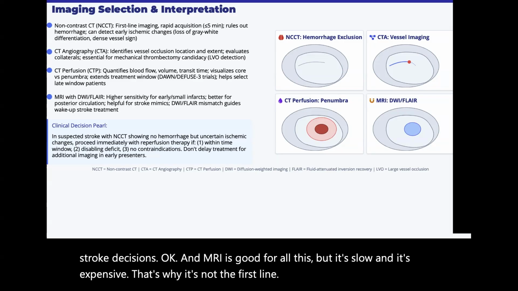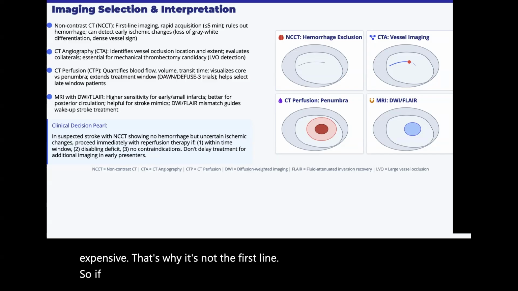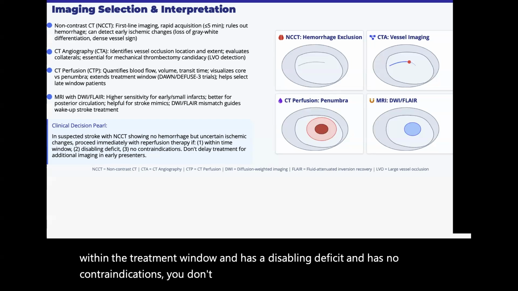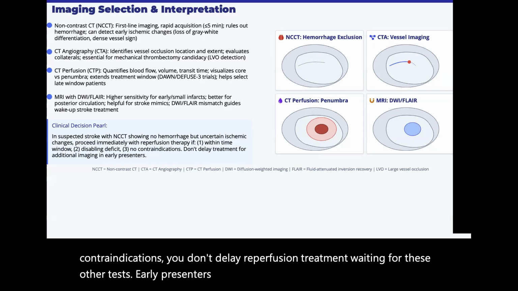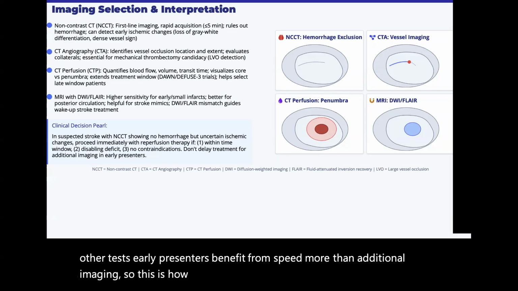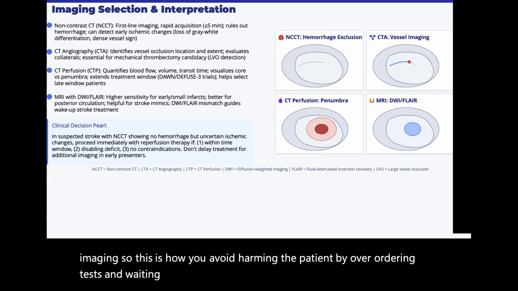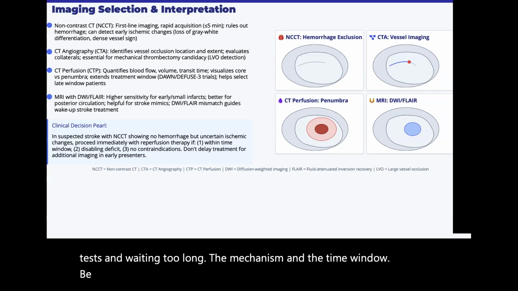So if the non-contrast head CT shows no hemorrhage and the patient is within the treatment window and has a disabling deficit and has no contraindications, you don't delay reperfusion treatment waiting for these other tests. Early presenters benefit from speed more than additional imaging. So this is how you avoid harming the patient by over-ordering tests and waiting too long. The mechanism and the time window should be the driving factors in this, not the desire for a perfect diagnostic picture.